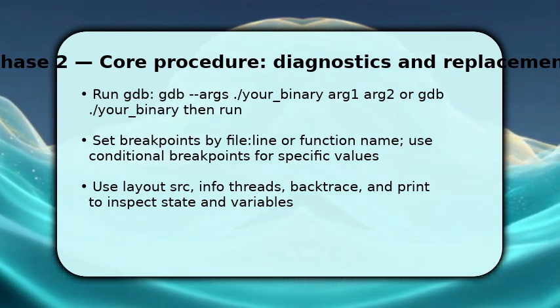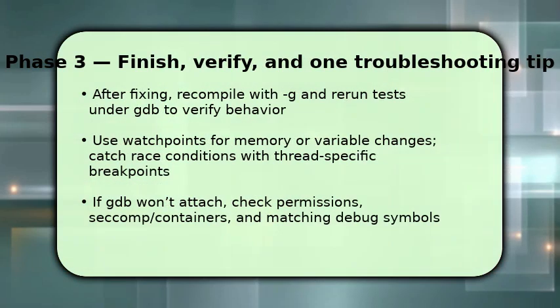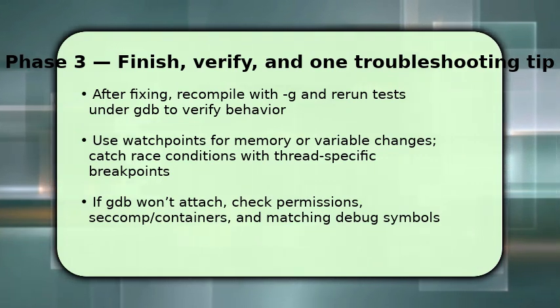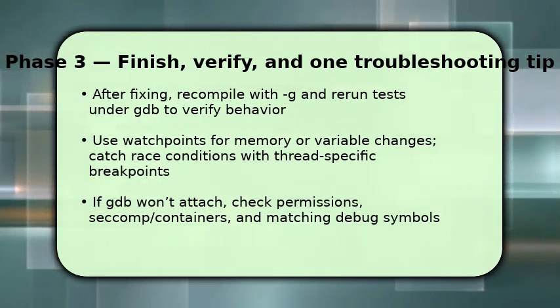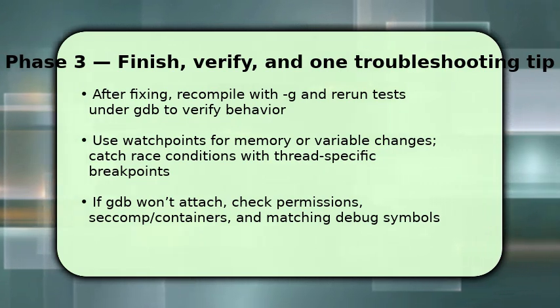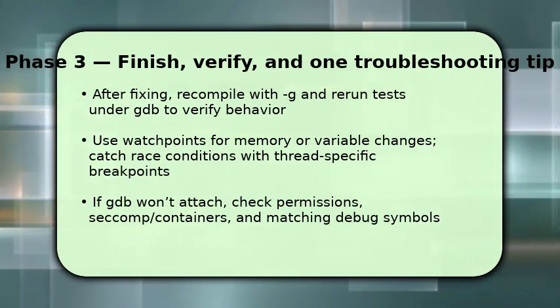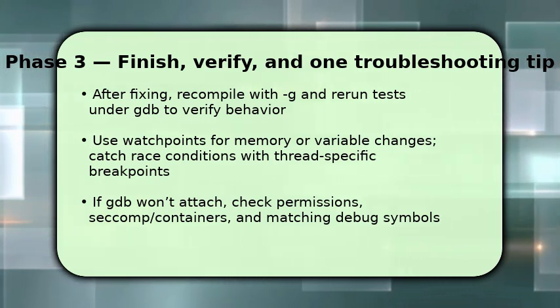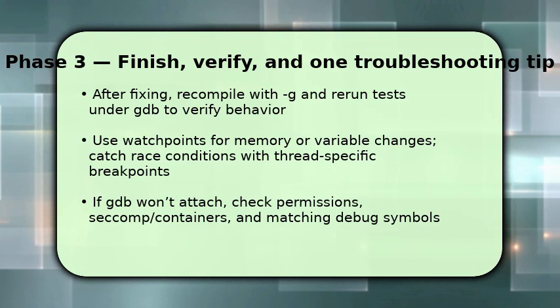You finalize by applying the code fix, recompile with debug symbols, and rerun the failing scenario under GDB to confirm the issue is resolved. If the bug is subtle, add watchpoints to see when a variable changes, or narrow breakpoints to a specific thread to handle concurrency. Make sure to clean up temporary breakpoints and rerun full tests.